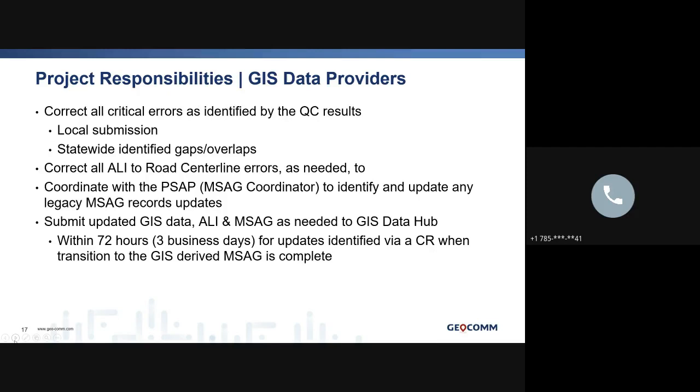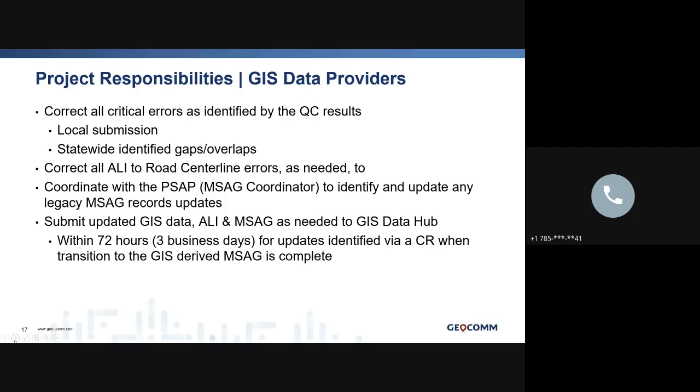And then you also want to look at those statewide identified gaps and overlaps. You will also want to make sure you correct all of the alley to road center line errors as needed. One of the important things to remember is that while we do a 98% synchronization rate, that is the benchmark, 98% for a jurisdiction or a county with a population of 1,500 is a handful of records. 98% for a county that has hundreds of thousands of alley records is thousands of alley addresses that do not match the road center line.